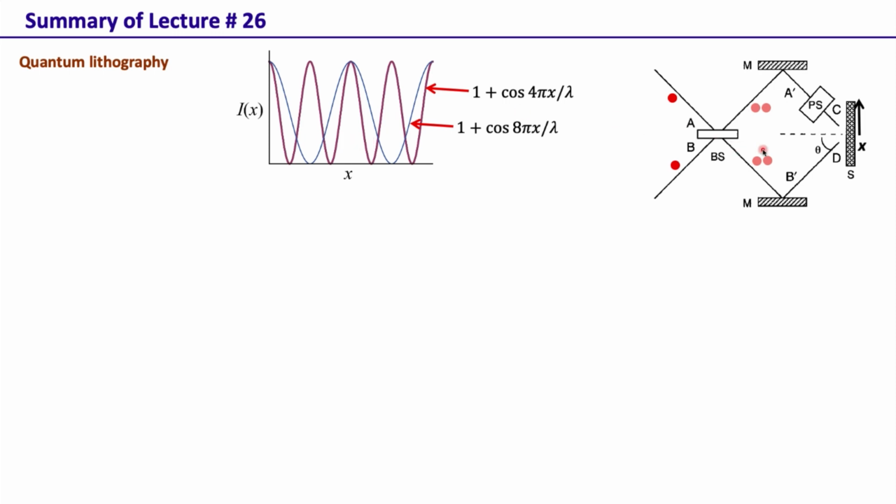And so this way, if one has an n photon entangled state, then that would provide an n-fold lithographic resolution enhancement. So that could be a very useful application of such quantum states. So that's one application we looked at last time.